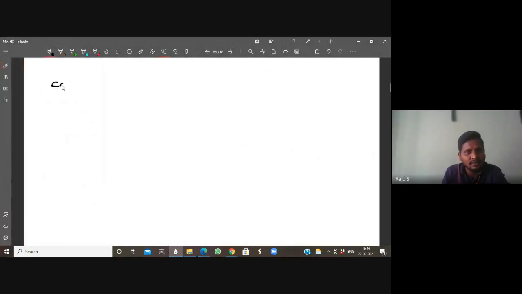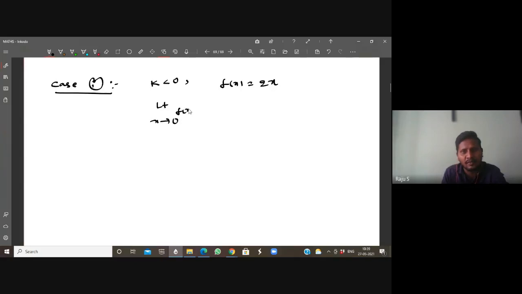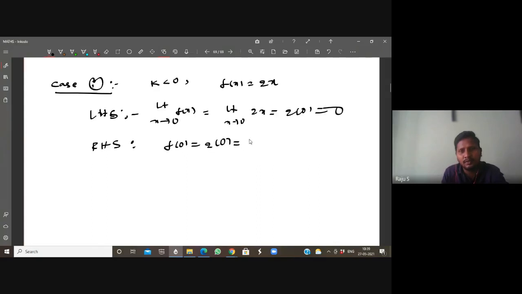See here how to write the first case. You have to write it like this, case 1. Case 1, if k is lesser than 0, the function value is 2x. Now the first formula you can apply. Limit x tends to 0, f of x. This is LHS, left hand side. Limit x tends to 0, just now I have written 2x, 2 into 0, that is 0. Then RHS. RHS is f of 0, whose value is 2 into 0, that is equal. I used the first formula for k lesser than 0.